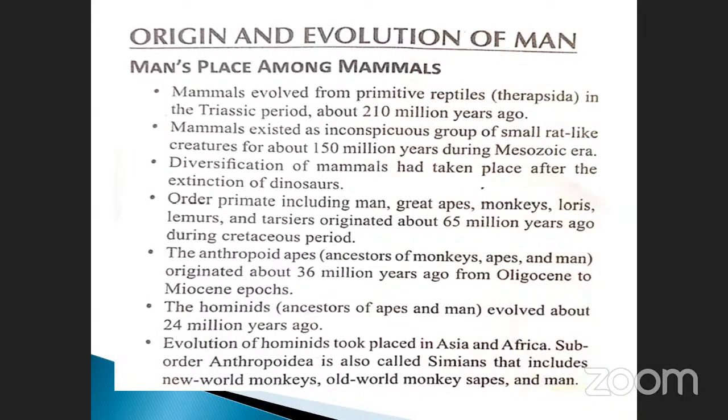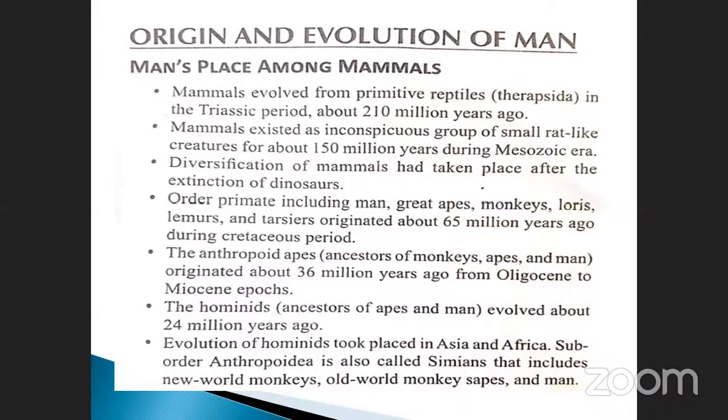Okay. And modern primates, including man, great apes, monkeys, lorises, lemurs, and tarsiers, originated about 65 million years ago during the Cretaceous period. Okay, man also originated in which period? Cretaceous period. Just note it down. It is very, very important. Apes and monkeys also, Cretaceous period.